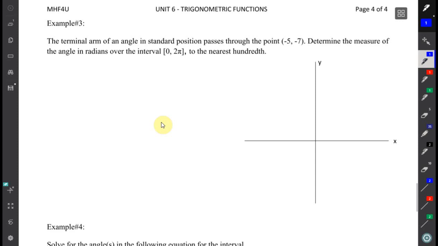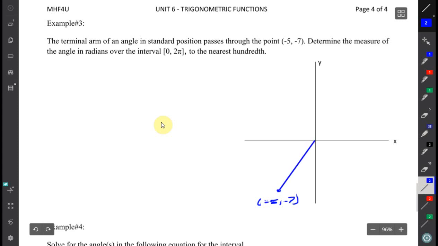-5, -7 would be approximately here and down here. I don't have a scale, but I'm going to do them relative to each other, so it's going to be a little bit longer down than it is over. And this is just a sketch, so it's -5, -7. So this is my terminal line. The angle that we are interested in is this angle right here. This will be our theta.